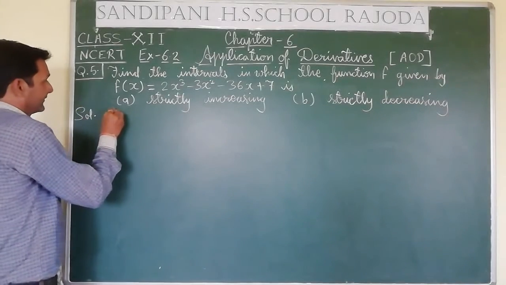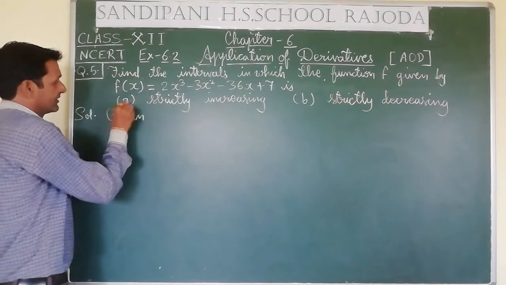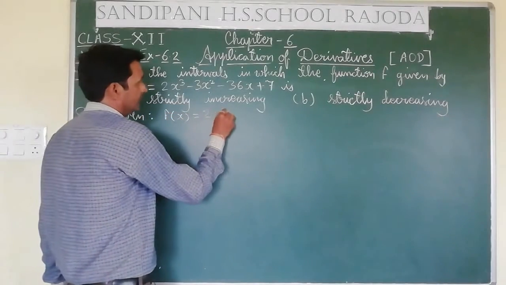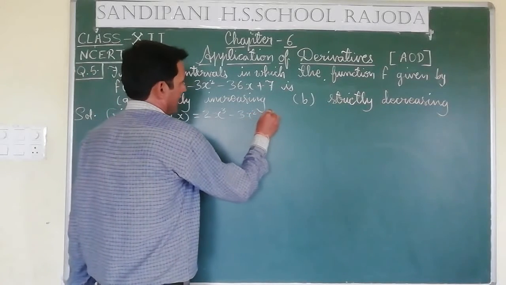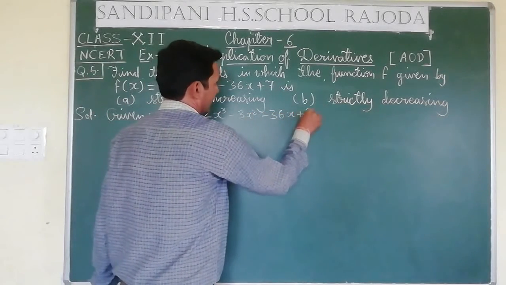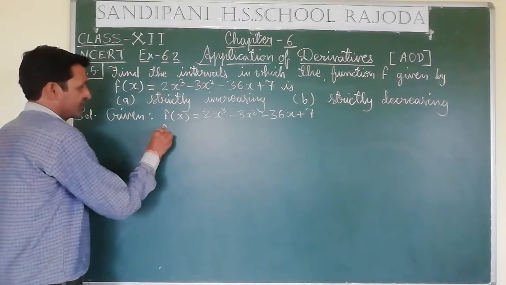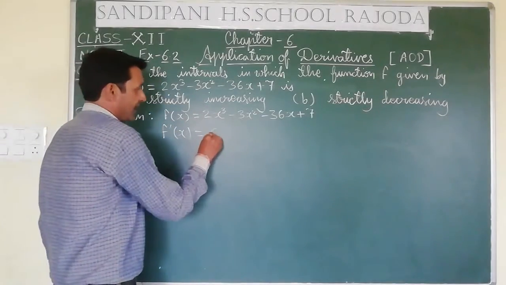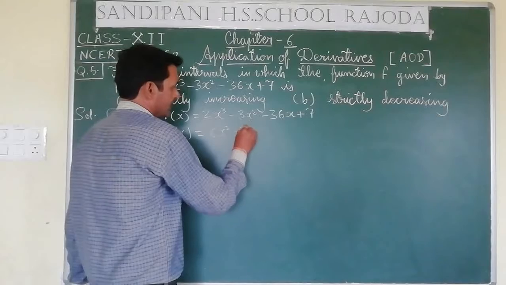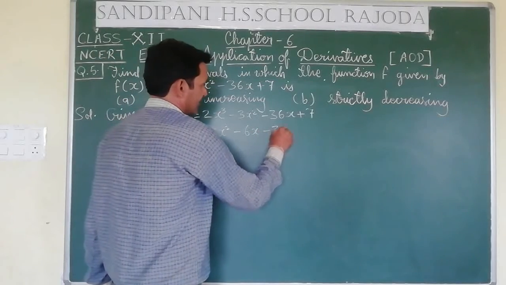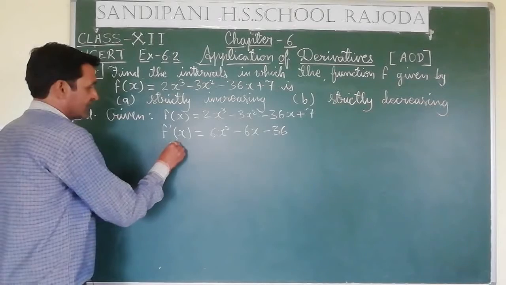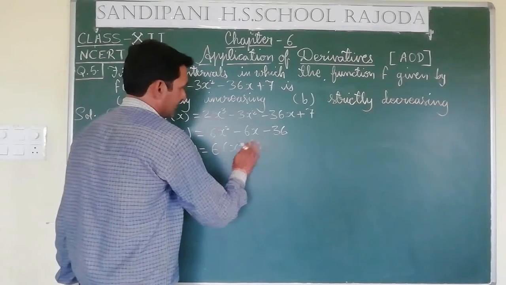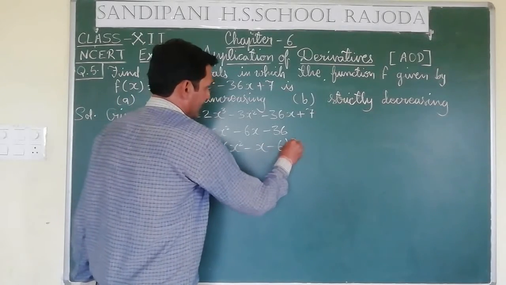In the solution, given f of x is equal to 2x cube minus 3x square minus 36x plus 7. So f dash x is equal to what? If we differentiate it with respect to x, this will become 6x square minus 6x minus 36. So f dash x is equal to 6 common, x square minus x minus 6.